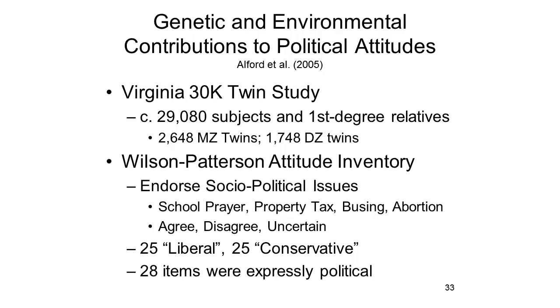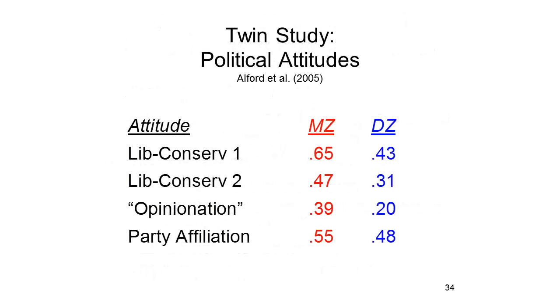28 of the items were expressly political in nature, that is, had to do with proposals for new laws, and the subjects were simply asked to indicate whether they agreed or disagreed or were uncertain about each of these statements. Here are the correlations obtained in that study.